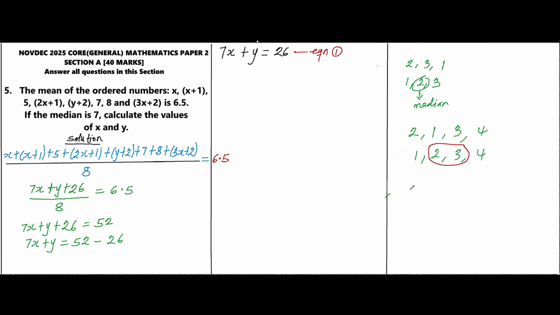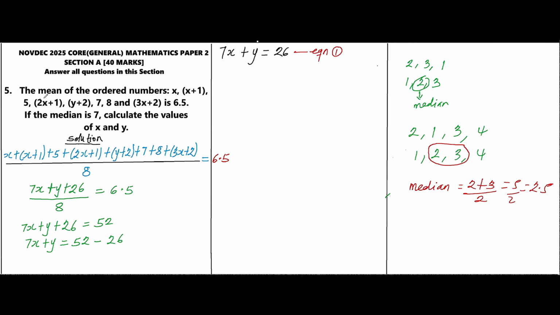So the median will be the average of these two numbers. So 2 plus 3 divided by 2. And this will give us 5 on 2, which is simplified as 2.5. So let's take note of this. We are going to apply it to solve this particular question.